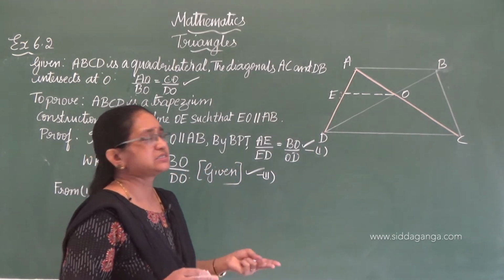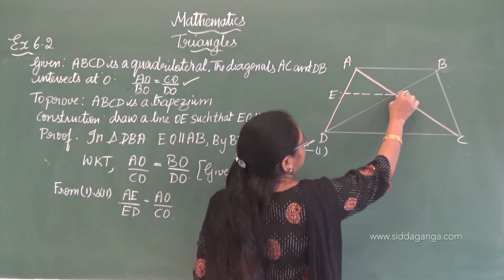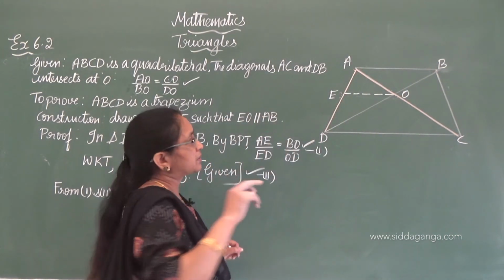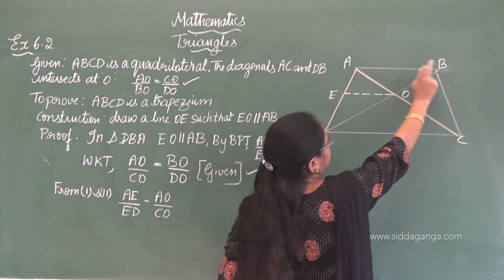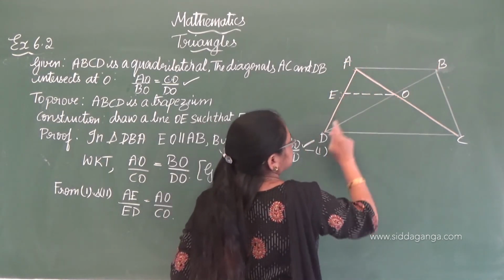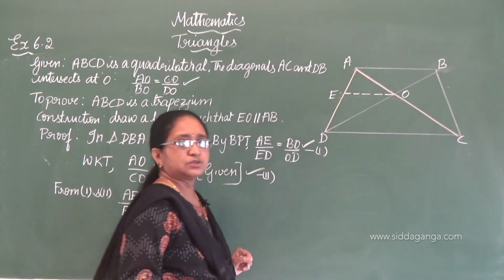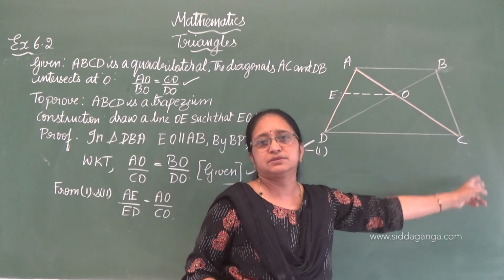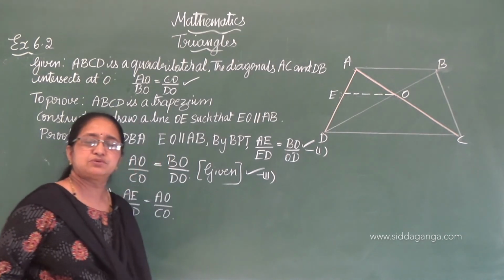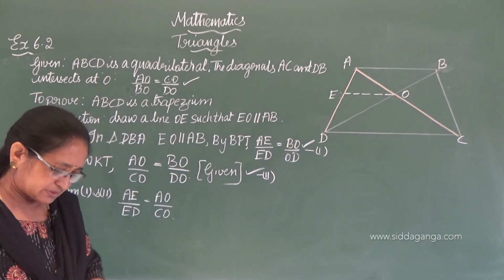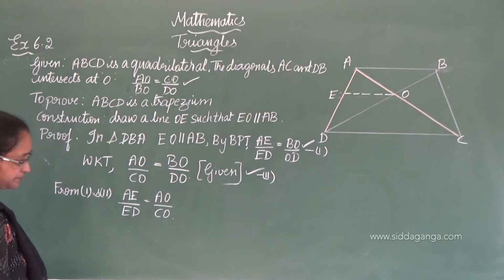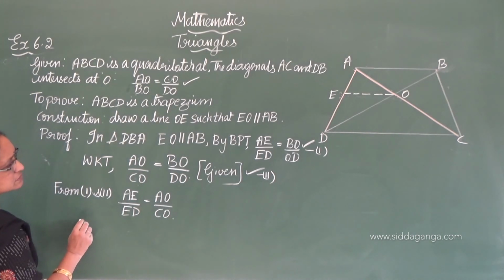Now, please listen carefully. EO is parallel to AB, already we have by construction. By construction, EO is parallel to AB and EO is parallel to DC also. So definitely AB is parallel to DC. So, that is enough to prove that ABCD is a trapezium. So, let us complete.